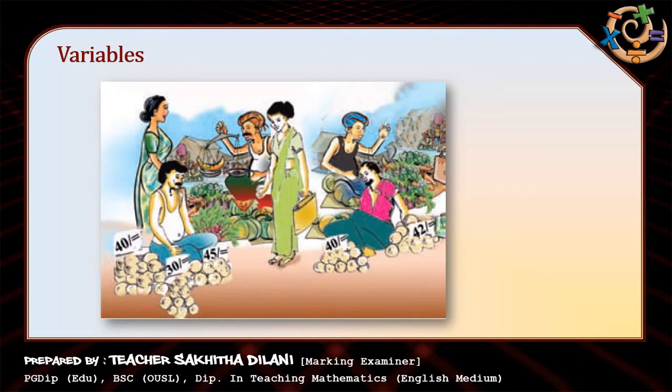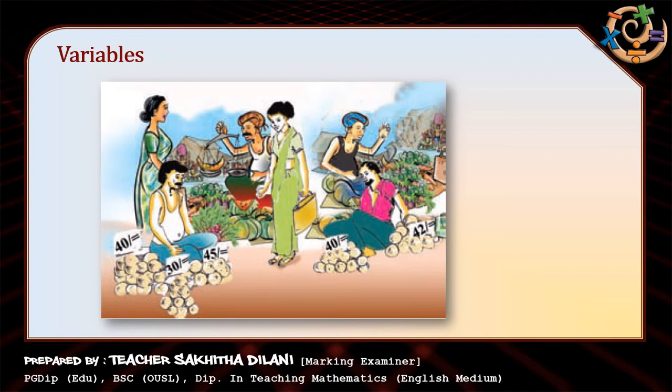Now let's see what variables are. Here you are given a picture. What does this picture show? It's a fair. If not, it's a market. We know that the goods are sold at various places in various amounts.